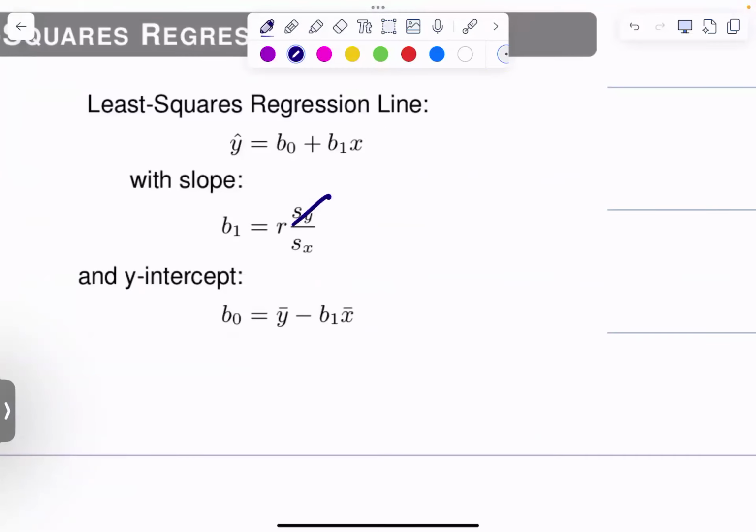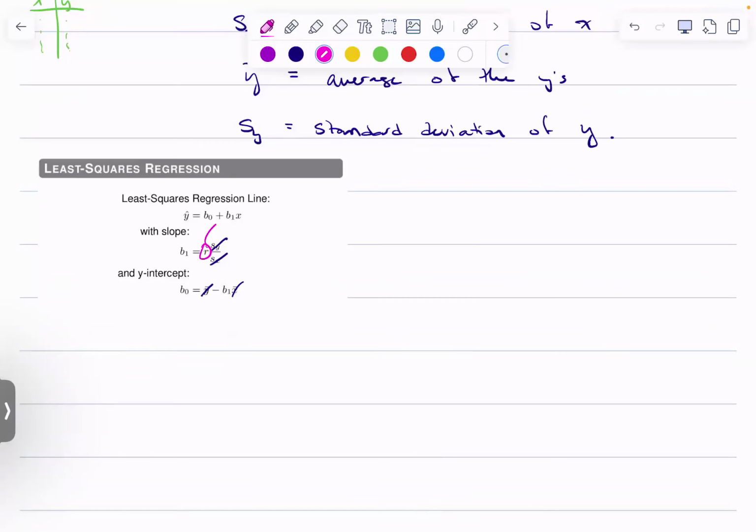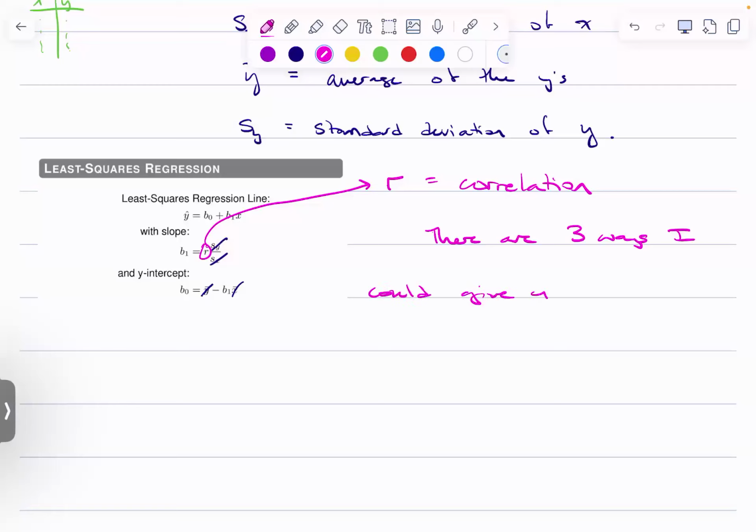I need to give you SY, I need to give you SX, I need to give you Y bar, and I need to give you X bar. The only thing I need to give you still is the correlation. There are 3 ways I could give you R. The first one is I just tell you what it is.